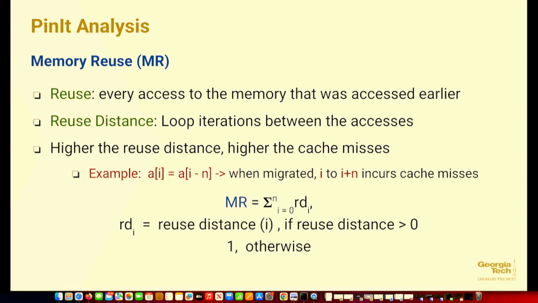So now, the higher the reuse distance, the higher the number of cache misses if the process that was executing the loop was migrated. For example, if the loop contains the statement a[i] = a[i-1], then when this process is migrated while executing this loop, after migration, this loop would incur one cache miss for all next n iterations, resulting in n cache misses.